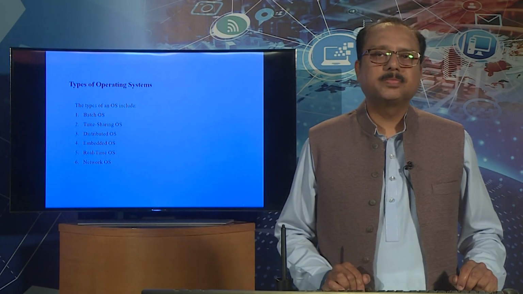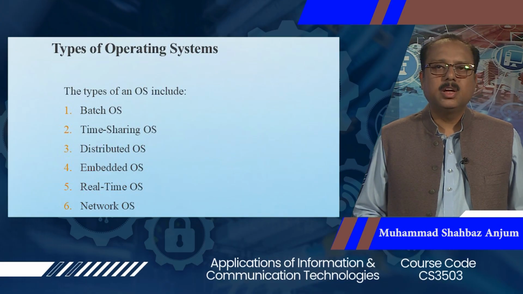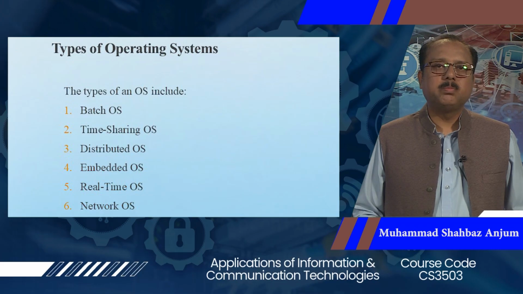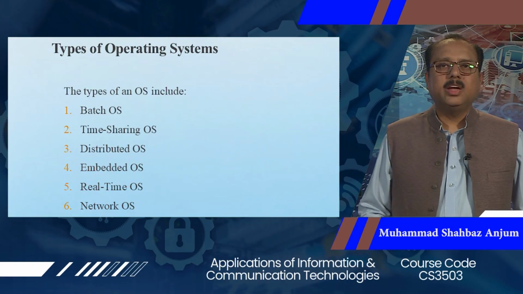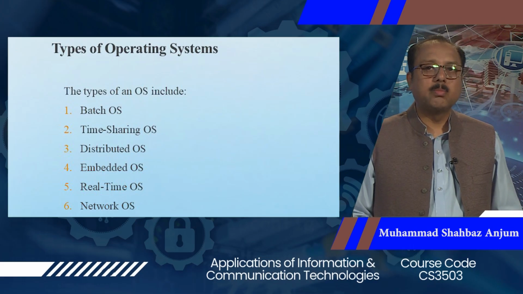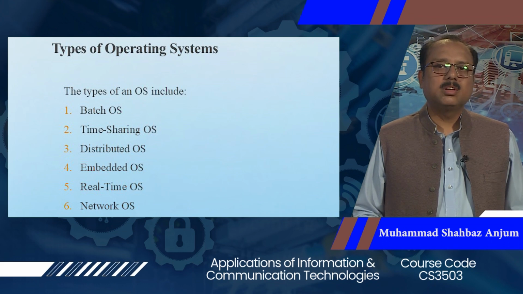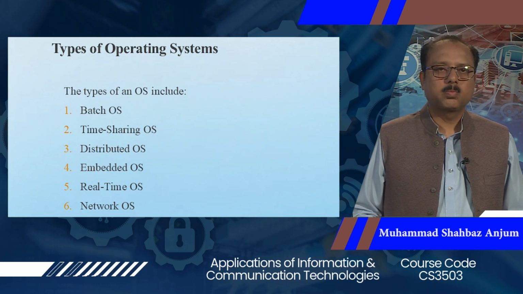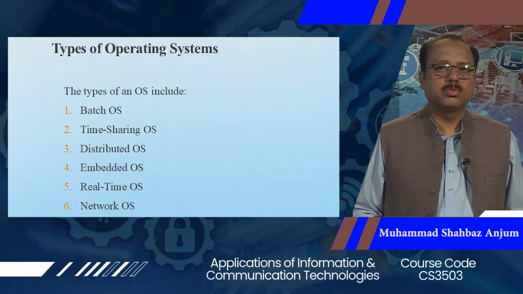In batch operating system, these systems basically execute batches of jobs with no user interaction. An example is an early IBM mainframe system. If we discuss the time sharing operating system, it is also known as multitasking operating system, and this type of operating system allows multiple users to use the system interactively. Unix is a common example of this type. Then, the distributed operating system coordinates multiple computers to appear as a single system to the user.